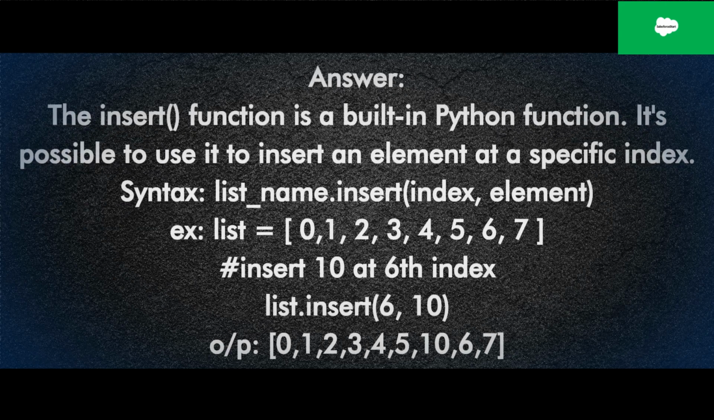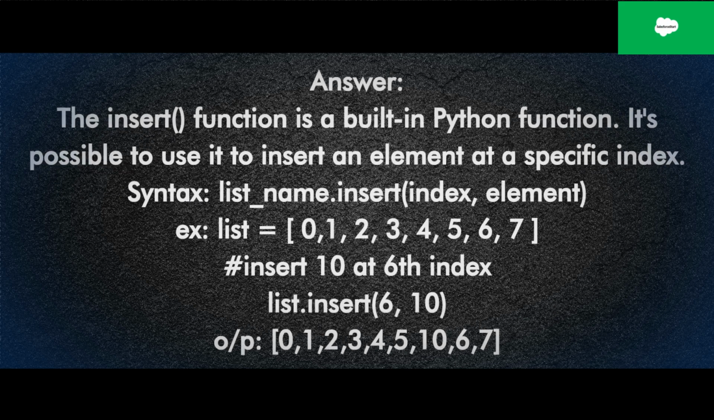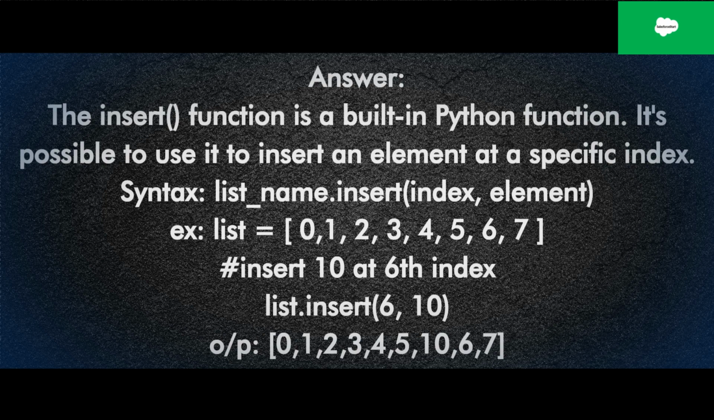26. In Python, how do you insert an element at a specific index? Answer. The insert function is a built-in Python function. It's possible to use it to insert an element at a specific index. Syntax: list_name.insert(index, element). x: list = [0, 1, 2, 3, 4, 5, 6, 7]; # insert 10 at 6th index. list.insert(6, 10). Output: 0, 1, 2, 3, 4, 5, 10, 6, 7.